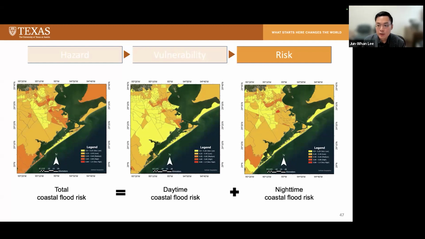And so the left map shows the total coastal risk, which is the conventional approach used for decades. The right two new maps display the daytime and nighttime coastal flood risk, where red indicates high risk and yellow indicates relatively low risk. These maps highlight the difference in risk distribution between daytime and nighttime, a level of detail not captured by the traditional total risk map.